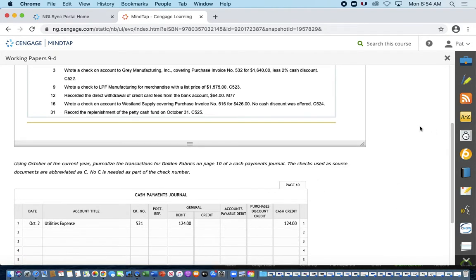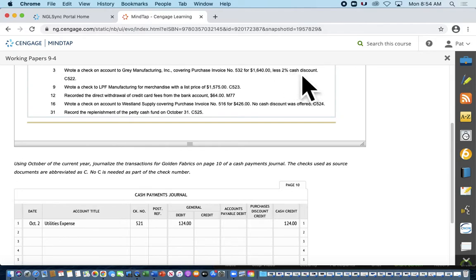That kind of rings a bell from previous semester, right? Second one, wrote a check on account to Gray Manufacturing, covering purchase invoice 532. Sorry, got dyslexic on you there. Now again, they're just referencing that so that you can understand that you're paying off a previous charge. In a mastery problem, they might say covering purchase invoice 532, and you have to go to the purchases journal and look it up. They might not give you the number. You might have to go to your other journal and look it up.